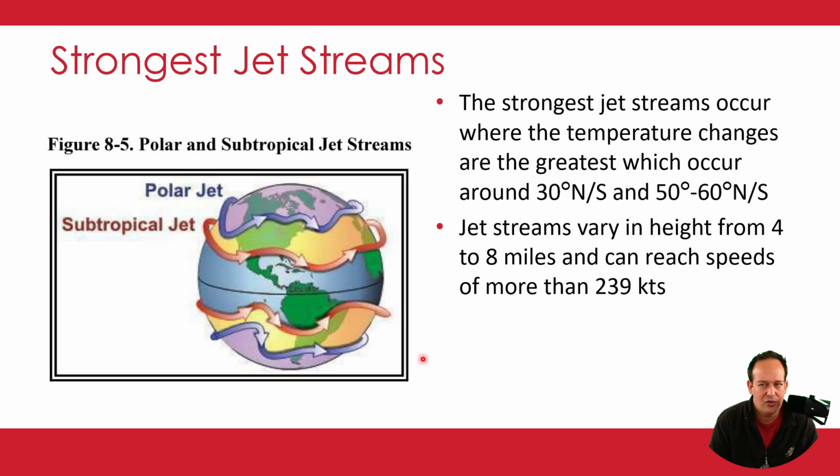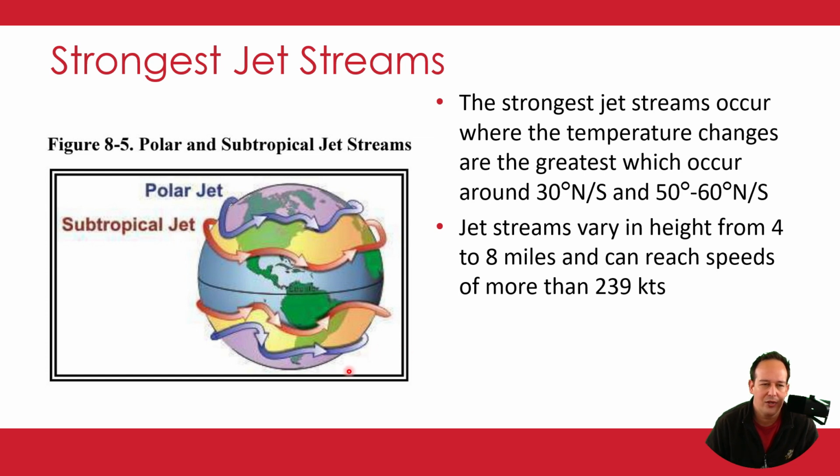And so the strongest jet streams occur where the temperature changes are the greatest, which occur around 30 degrees north or 30 degrees south, and then also 50 to 60 degrees north, or 50 to 60 degrees south. Kind of like where the Hadley cell meets the Ferrel cell, where the Ferrel cell meets the polar cell. And the altitude at which these jet streams occur varies in height from 4 to 8 miles, and they can reach speeds of more than 239 knots.